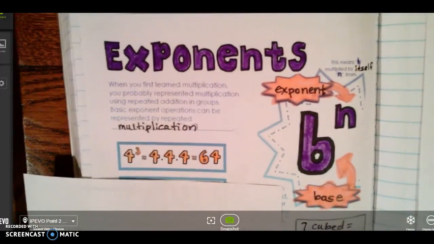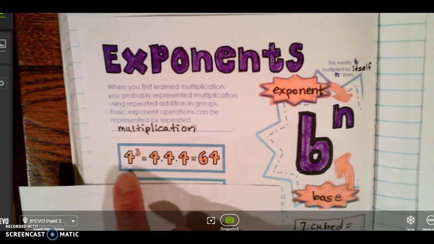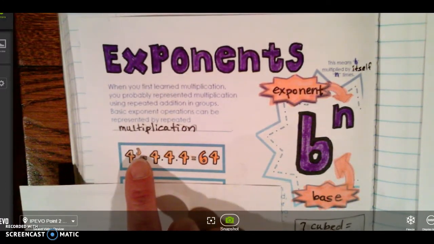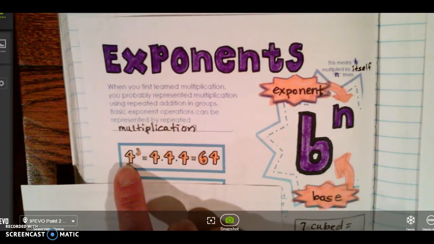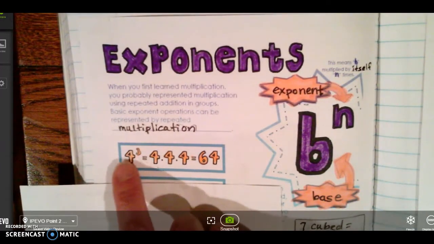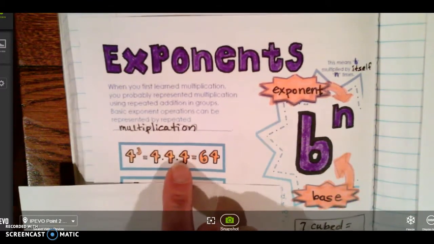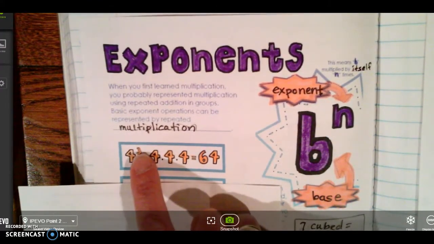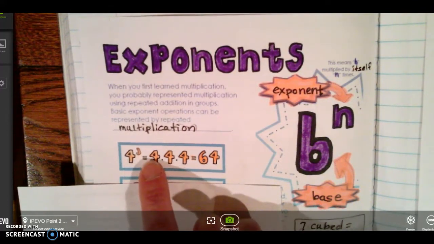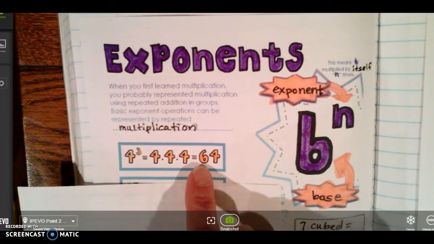Some examples of how exponents can be utilized are right here. 4 to the third power gives us a base of 4 and an exponent of 3. And again, what it means is we're going to take our base, 4, and we're going to repeatedly multiply it this many times, 3 times. So 4 times 4 is 16, times the last 4 gives us an answer of 64.